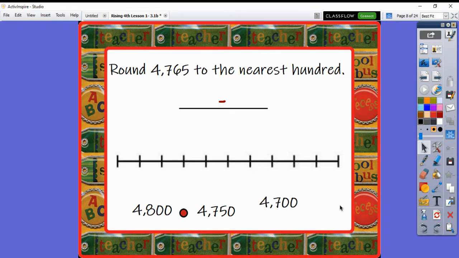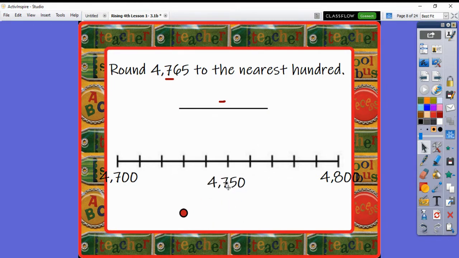All right, so the digit in the hundreds place is my 7 here. And I know the value of that 7 is 700. In this number, it would be 4,700. When I'm counting by hundreds, I know that the next hundred after 700 would be 800. And when I think about what is half of 100, I know that half of 100 is 50, so my halfway point would be 4,750.